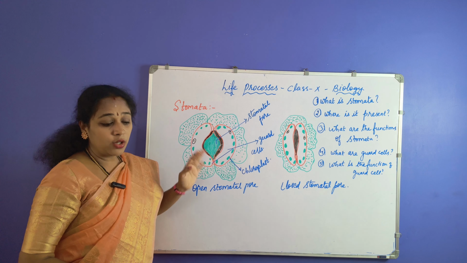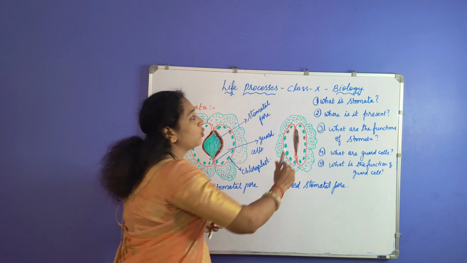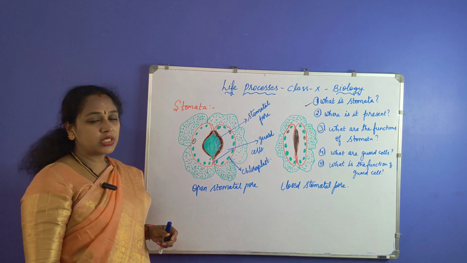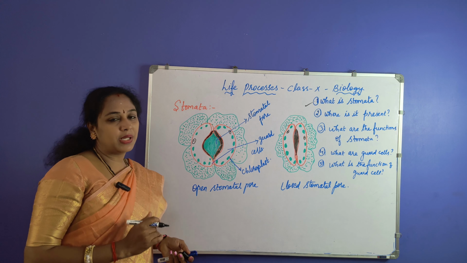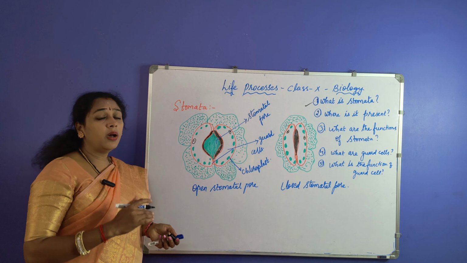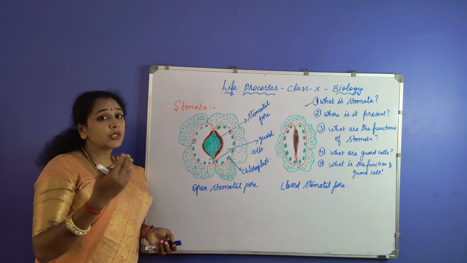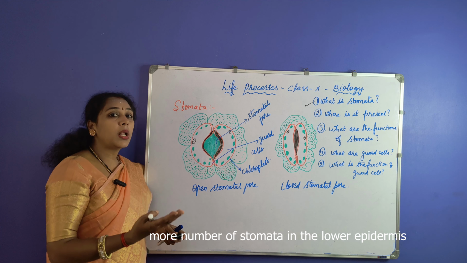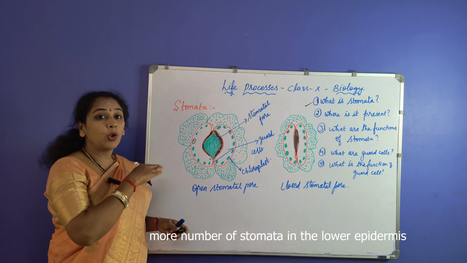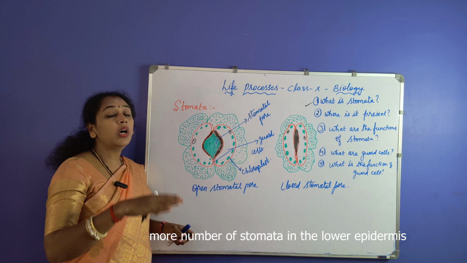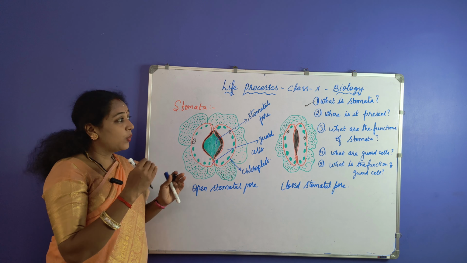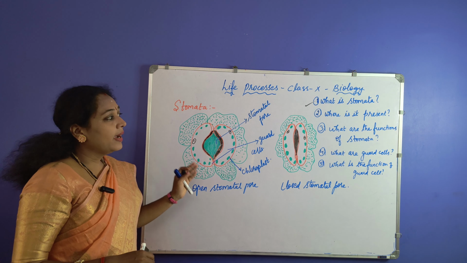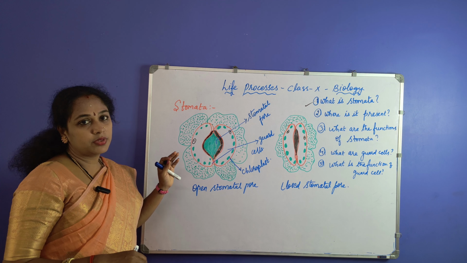So what is stomata? You got the answer for the question: tiny pores present in the surface of the leaf are called stomata. Now where is it present? It is present in the lower epidermis as well as in the upper epidermis. More stomata will be present in the lower epidermal layer of the leaf, and they are surrounded by the guard cells.